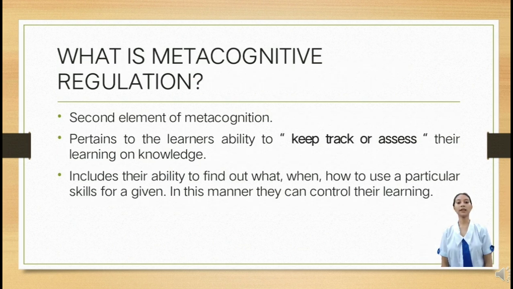Second, what is metacognitive regulation? Metacognitive regulation is the second element of metacognition. It pertains to the learner's ability to keep track of and assess their own learning. It includes their ability to find out what, when, and how to use a particular skill for a given task. In this manner, they can control their learning.